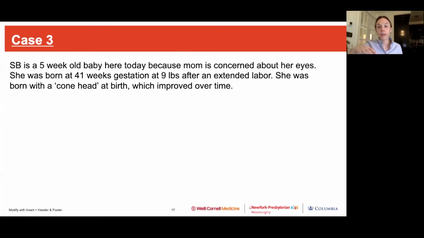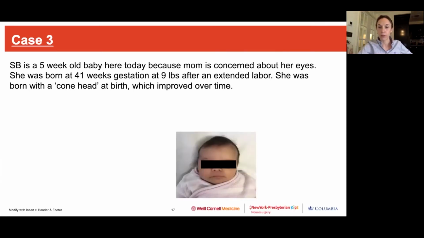So a child that is born post-dates, a bit large for gestational age, with an extended labor is always going to have a whole bunch of abnormality and asymmetry. They'll probably have a cephalohematoma, which is this cone shaping of their head. All of that should just settle itself out and get better over 4 to 6 weeks. Then if you're left with residual asymmetry and concern, that's when you have to go back to the drawing board and sort out whether or not there's something else going on here.